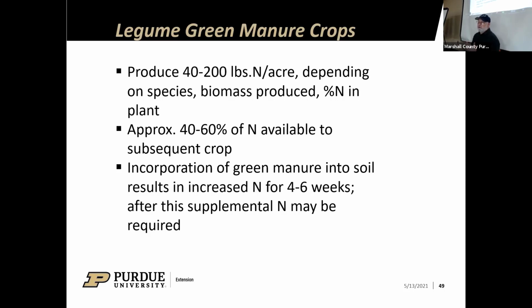And we build our soil organic matter, so there'll be soil organic matter in our soil, in addition to the green manure, that will be releasing nitrogen during the growing season as well.